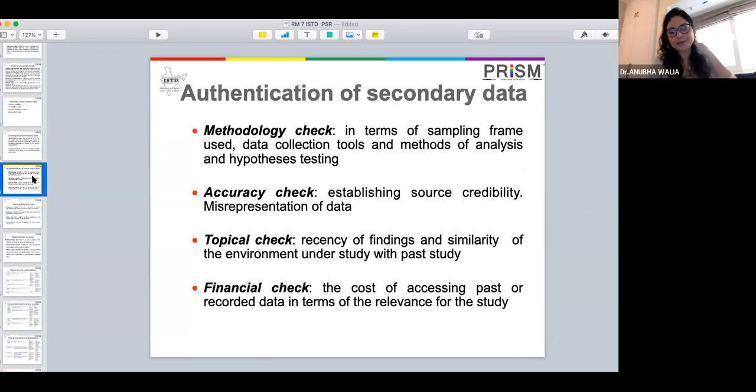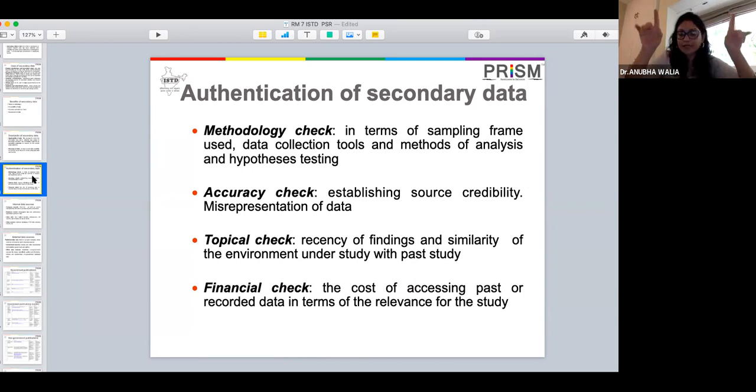So, that's why we say, we'll take it up from here because it's important to know. Authentication of your secondary data is a must. So the methods that you're checking, the sampling frame used, the data collection tools, the method of analysis, the hypothesis testing becomes so very important here that I can tell you.